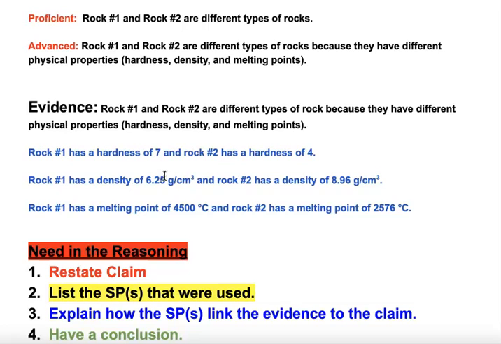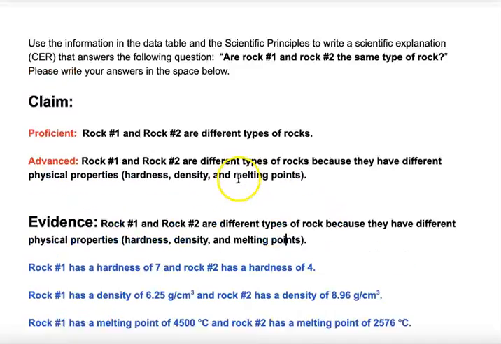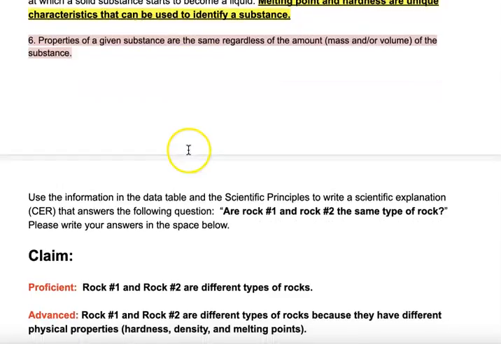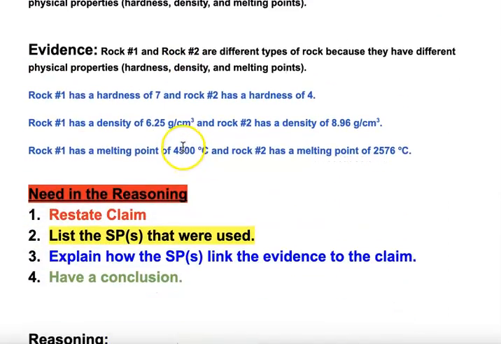Now, how do you get advanced in the data? Well, it's really hard to get advanced on your evidence. You'd have to add more facts. Maybe you would talk about some of the other ones and why they're not something that you would use. But it is hard to get an advanced on evidence.